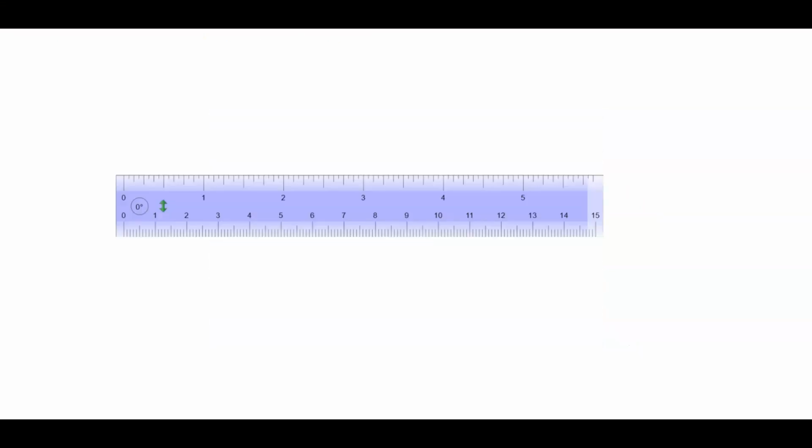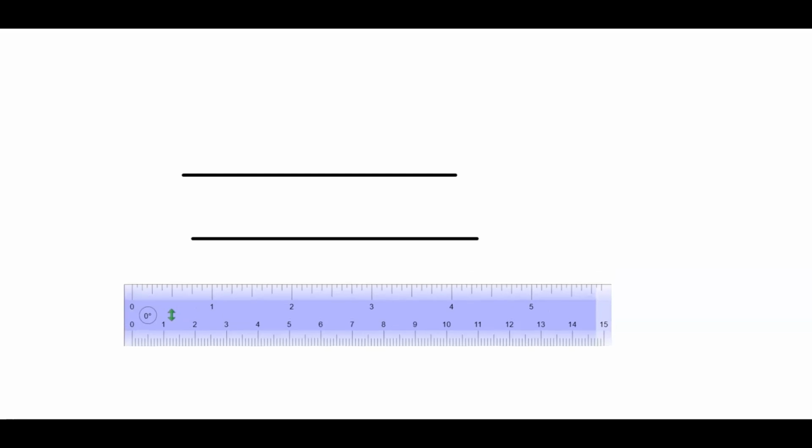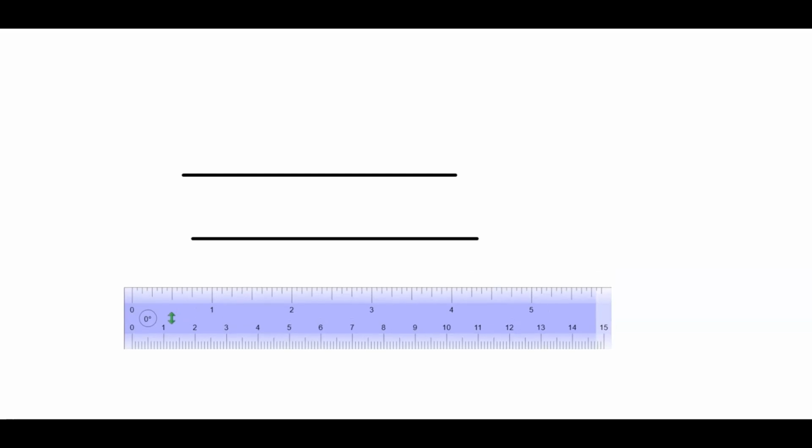There are several methods we can use to construct parallel lines. Perhaps the easiest one is to simply use a ruler. Trace a line on top of the ruler like this, and another line underneath. When you remove the ruler, the lines that you've drawn are parallel lines.